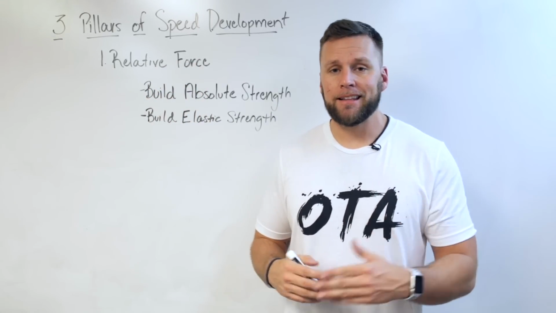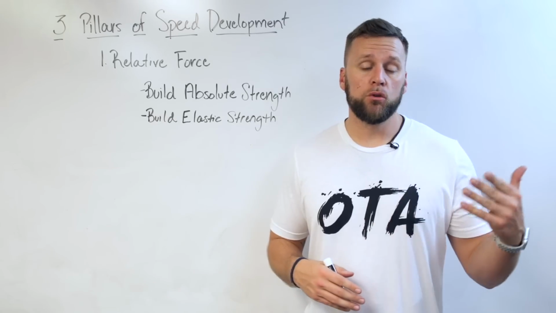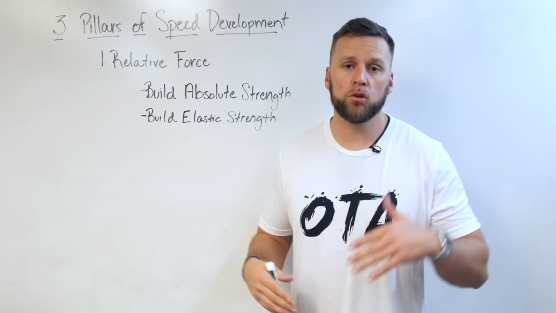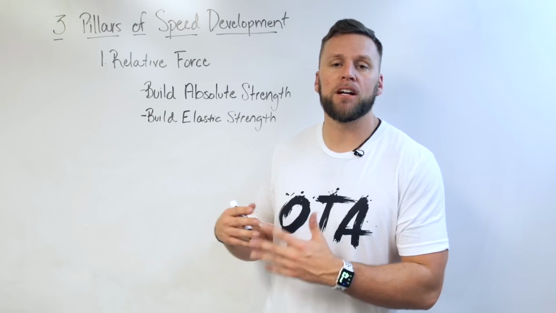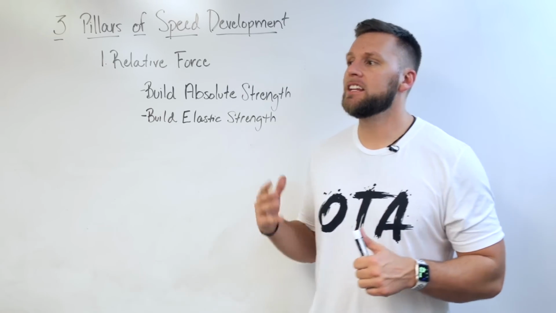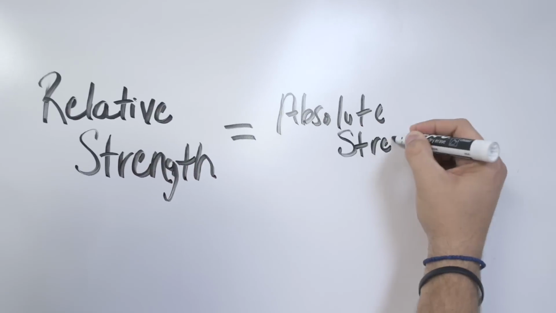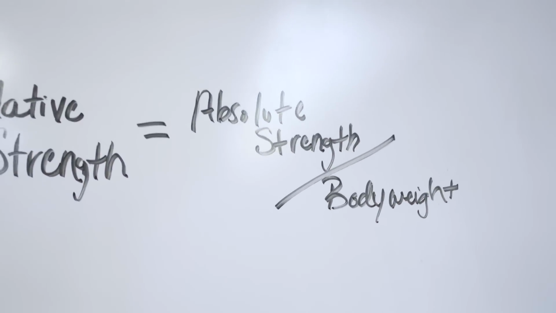strength. If you think of it like this, if there's 2 athletes, one 200 pounds, one 300 pounds, and they both lift 400 pounds, the one that's 200 pounds has better relative strength. So you just need to think of it as the athlete that has more strength relative to their body weight. So absolute strength divided by their body weight.